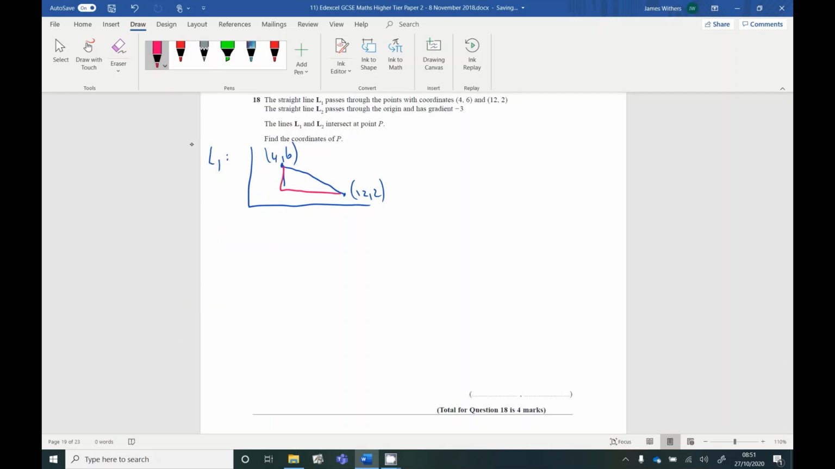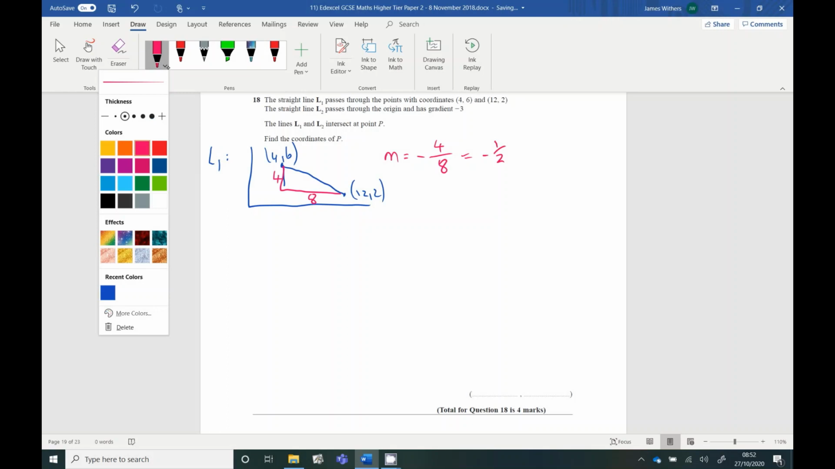So the x coordinate is going from 4 to 12, which is the length of 8. And our y coordinate is going from 2 to 6, which is the length of 4. Now our gradient is always the y step over the x step, which is 4 over 8. But note how the line is going downhill. So that's a minus 4 over 8. So minus a half.